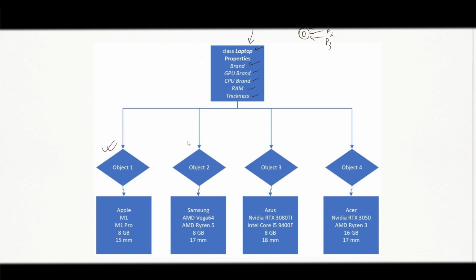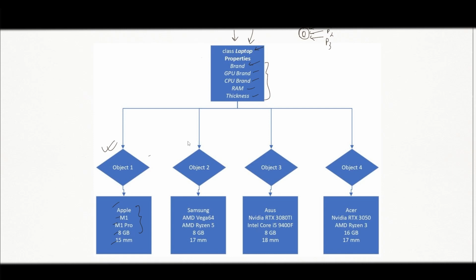These properties will have their own values. First of all, the brand is Apple, then the graphics processor is M1, then the CPU is M1 Pro, then RAM is 8 gigabytes, and the thickness of the laptop is 15 millimeters. So now you see we are filling values in these placeholder properties. If the placeholder properties do not have values, then it's basically a blueprint, or a class called laptop. But once we populate these properties with certain values, it immediately becomes an object.